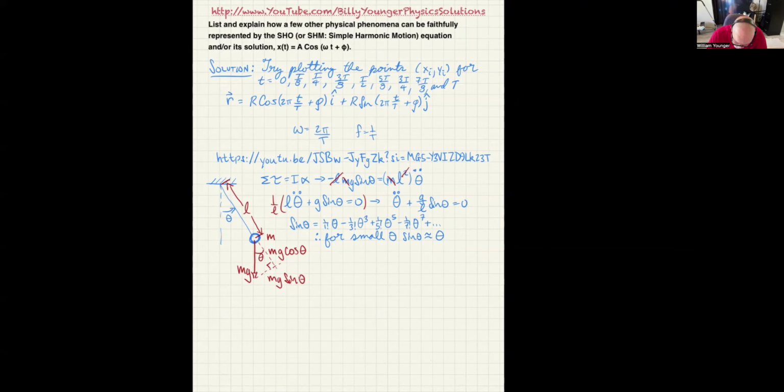For instance, you can get up to around 20 degrees before you get a whole 2% error. So it's not that huge of an indicator or a huge limitation. So we can work with that. That being said, I'm now going to replace the sine theta with theta, and the equation of motion, the differential equation, becomes theta double dot plus g over L times theta is equal to 0, which is exactly the form of the simple harmonic oscillator.